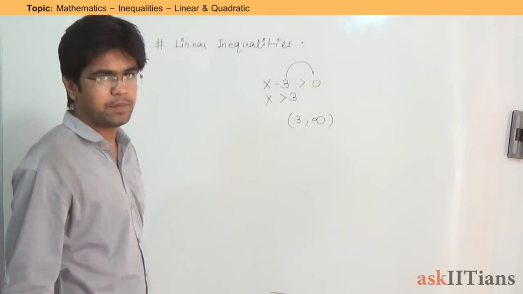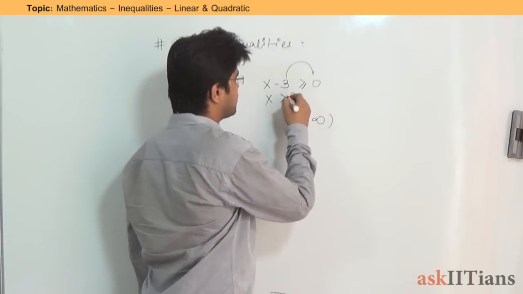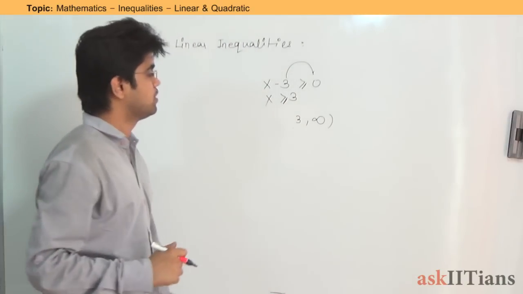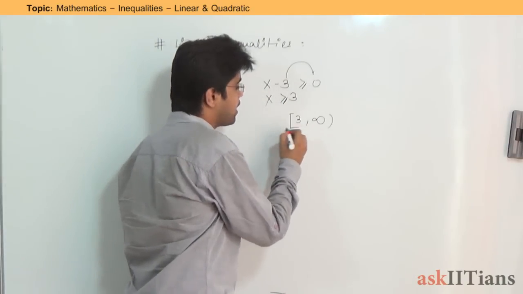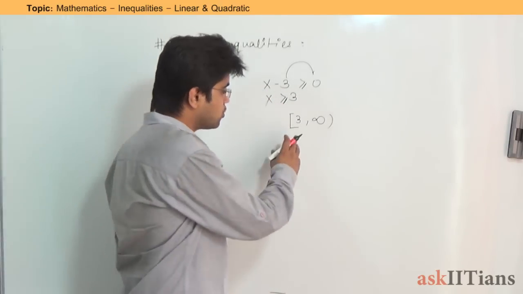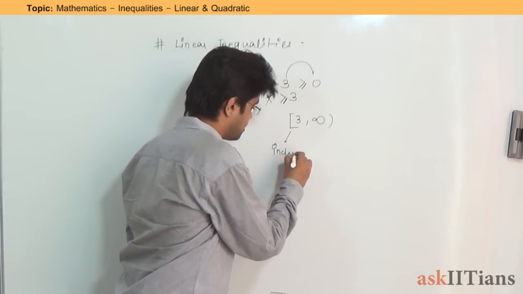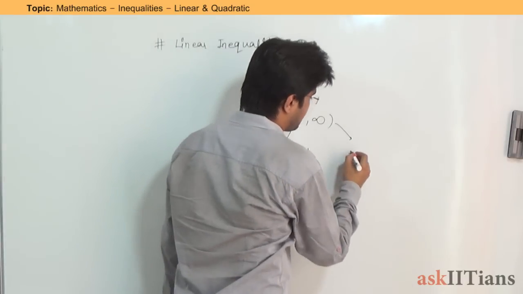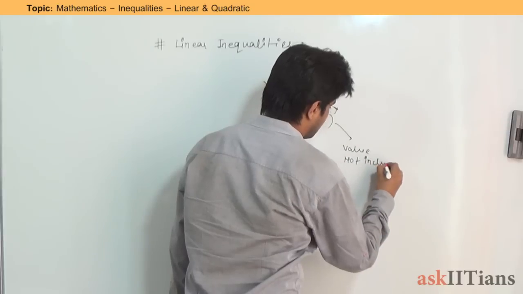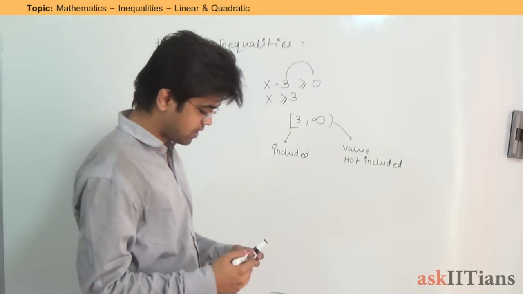So 3 to infinity. Now suppose that instead of this inequality, there is greater than or equal to, then what will happen? Then this 3 is also included. Why? Because if you put x equal to 3 here, then 3 minus 3 will come 0. So a closed bracket means the value is included. At the same time, an open bracket means the value is not included. So this is the very basic thing. I hope that everybody understands this.